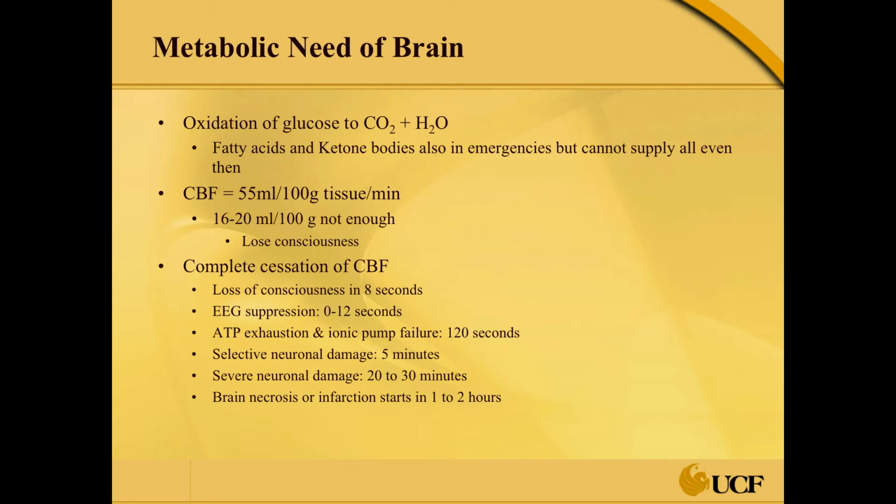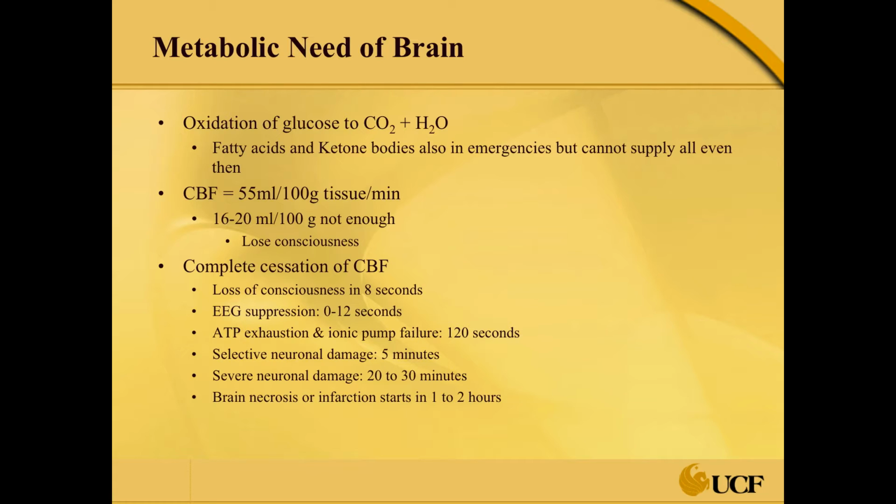Okay, the metabolic need of the brain. Let's talk about that. So oxidation of glucose results in the production of CO2 and water. Fatty acids and ketone bodies can also be used in emergencies, but cannot supply all of the brain's needs. So if the patient has a really severe drop in glucose, or even a high hyperglycemia where they're getting ketone production, all these things are temporary fixes that really can't do much for us anyway.